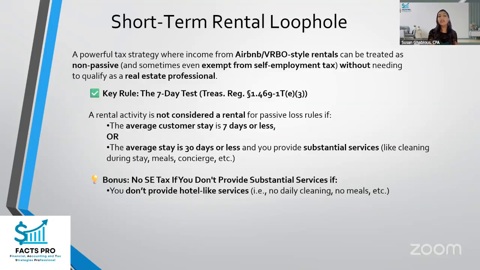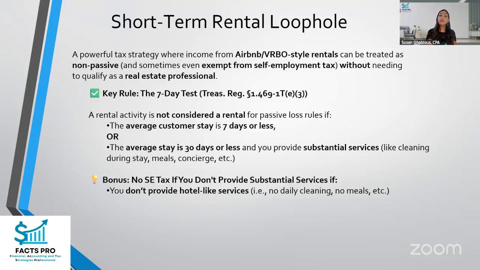Or if it's 30 days or less, but you provide substantial services like cleaning during the stay, meals, concierge, or any of that. And if you do not provide substantial services, so if it's Airbnb, people stay there for 7 days or less, and that's it, you don't provide any substantial service, you don't provide garbage collection, any cleaning, any meals, any of that, then you're not subject to self-employment tax.